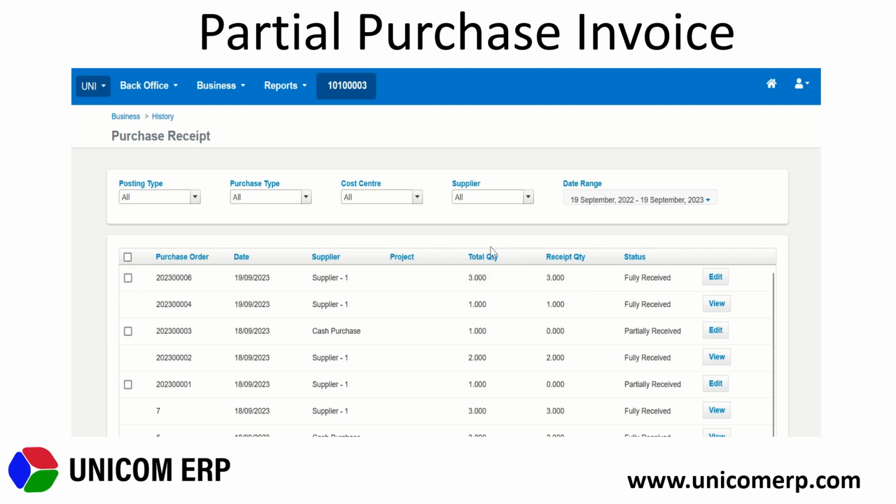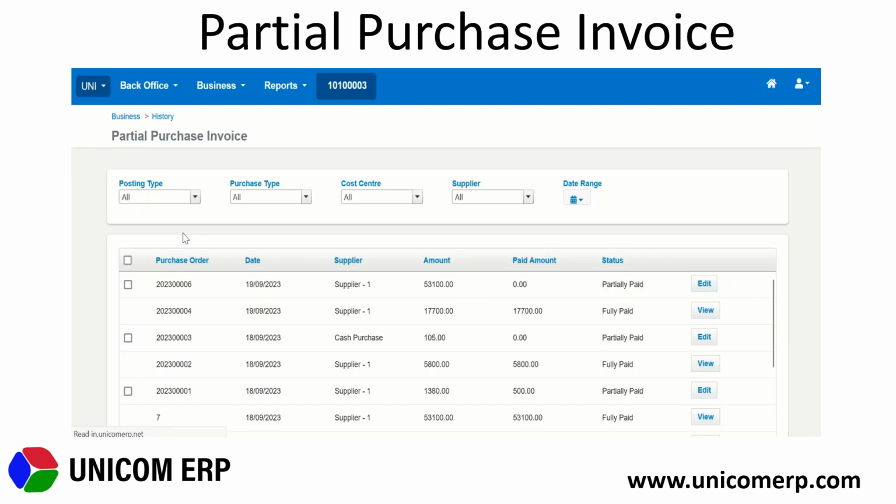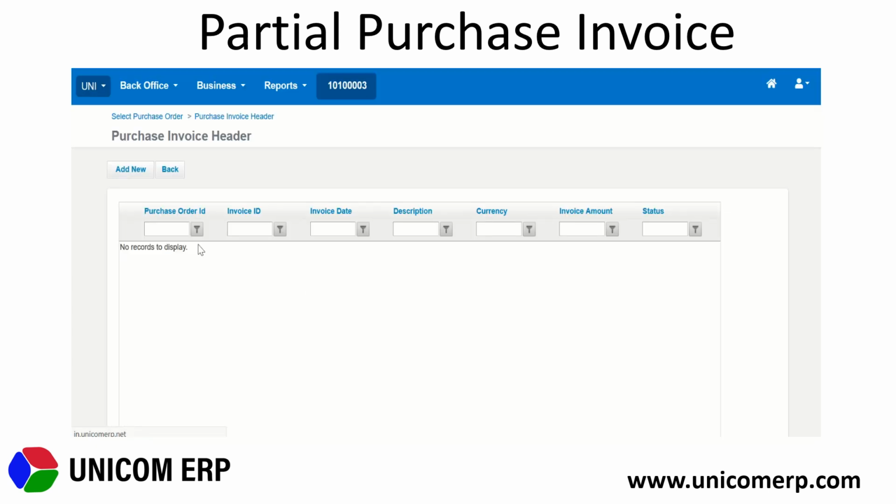In the same way, we have to create an invoice to mark the payment against the partial purchase order. For this, go to Business, Purchase, Partial Purchase Invoice. All the purchase orders will be listed along with the total amount due and amount paid. Click on the Edit button against the purchase order in which we want to pay amount.